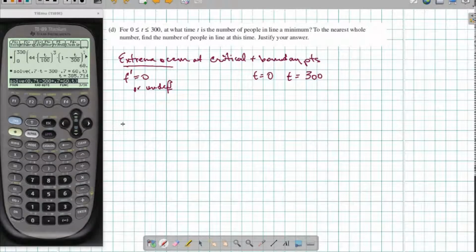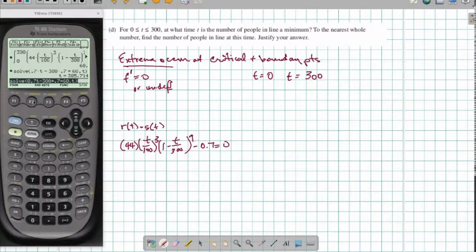So for us, our derivative function is really that r of t minus s of t that we were dealing with earlier. So it's going to be 44 times t over 100 cubed times 1 minus t over 300 to the seventh minus 0.7. And I want to know when this is equal to 0, and I don't have to worry about undefined because we're not dealing with fractions here. So we're going to go ahead and type this in.